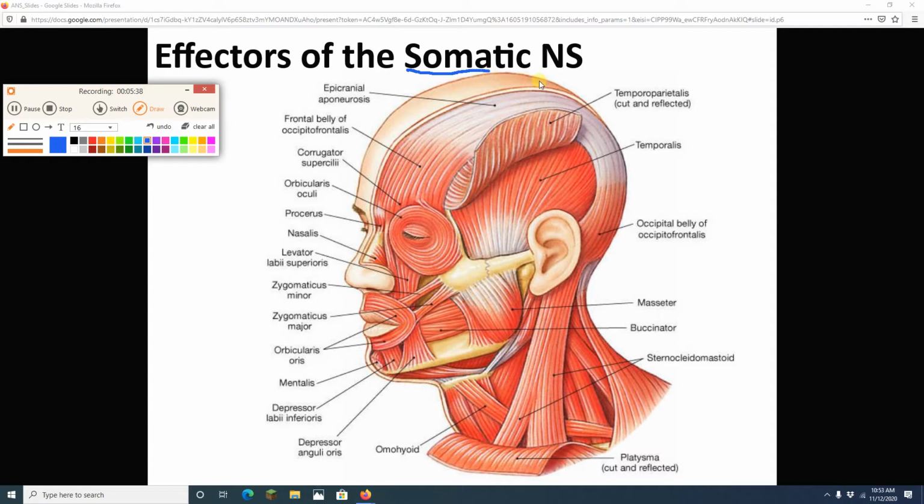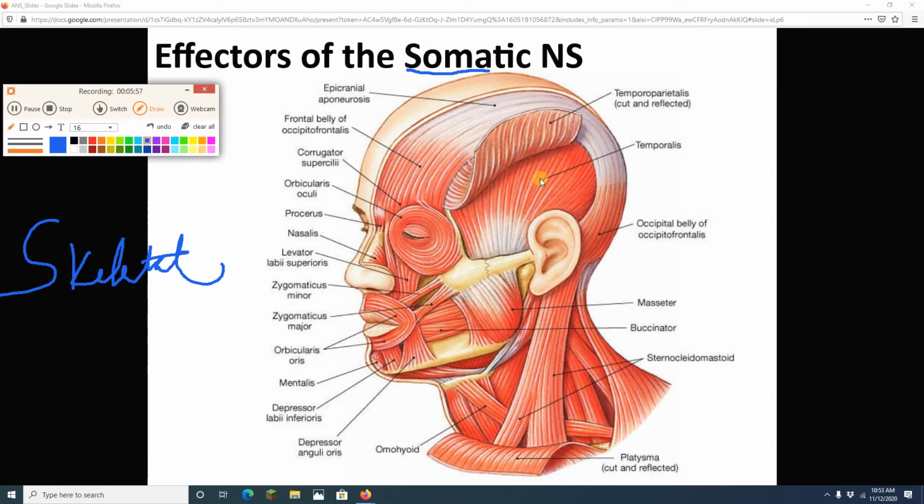So the somatic nervous system controls the movement of your body, which means what kind of muscle? I know you're screaming it out right now. The kind of muscle is skeletal muscle. And we see a bunch of skeletal muscles in this guy here.